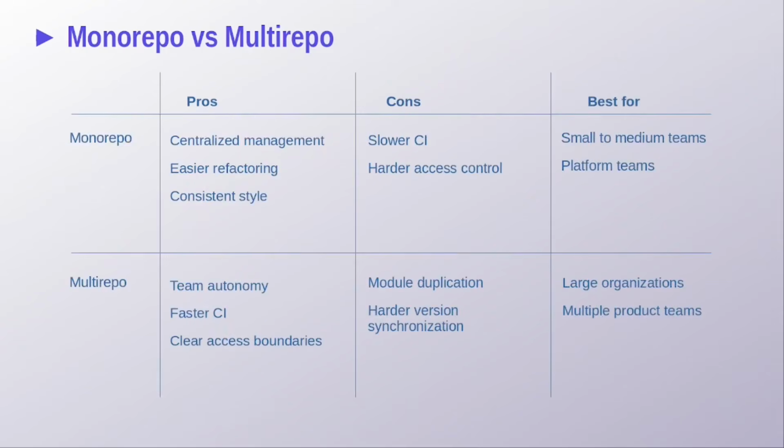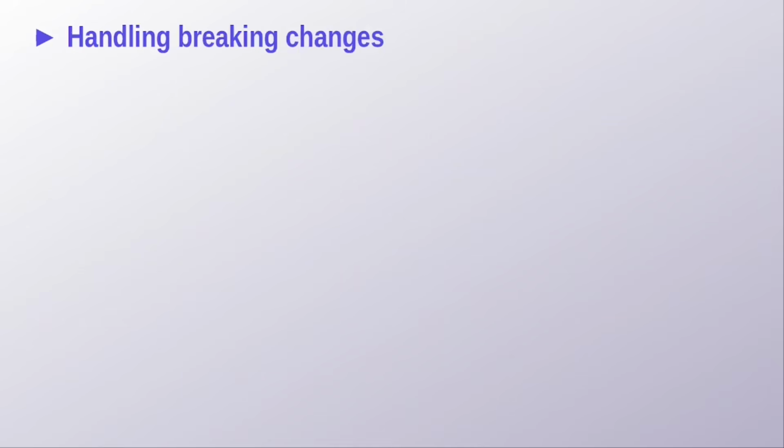Monorepo and multi-repo. There is no best choice, only the right choice for your organization. Monorepo means all Terraform is in one repository. Best for small to medium teams and platform teams. Multi-repo means each team or service has its own repo. Best for larger companies and many product teams.